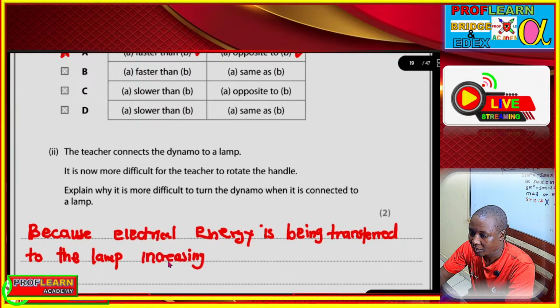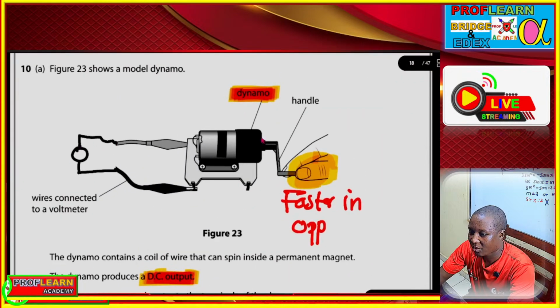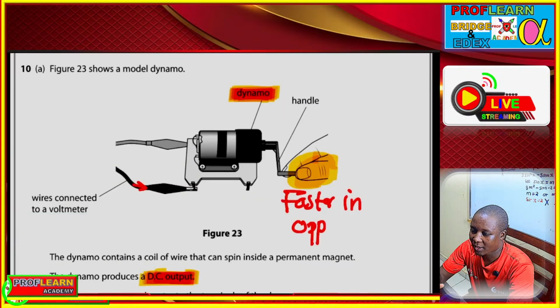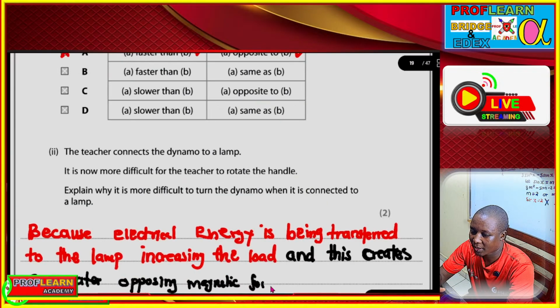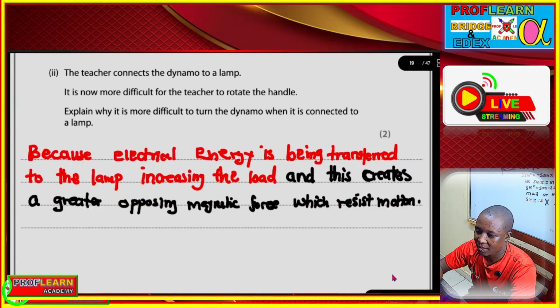increasing the load. So more energy is done, and you can see now when this is connected, it means that more energy is transferred to the lamp to light it, and this increases the load, so the teacher has to do more work. So in that case also we need to add a statement, say this creates an opposing magnetic force which resists the motion.